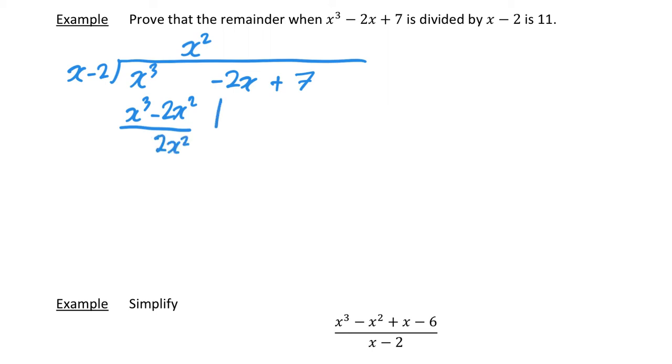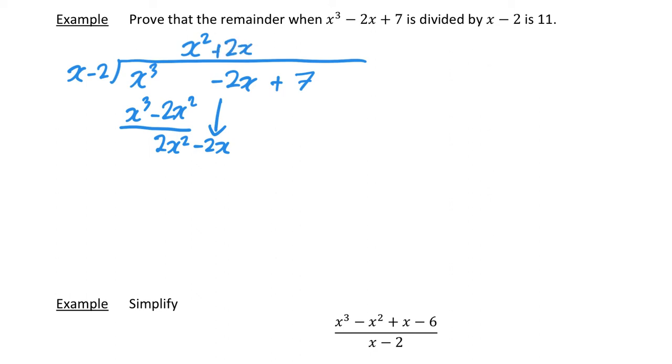Your next step is to bring down the minus 2x, and what you then want to do is see what I need to multiply my x by here to give me the 2x squared. So what does x have to multiply by to give you 2x squared? And the answer would be positive 2x.